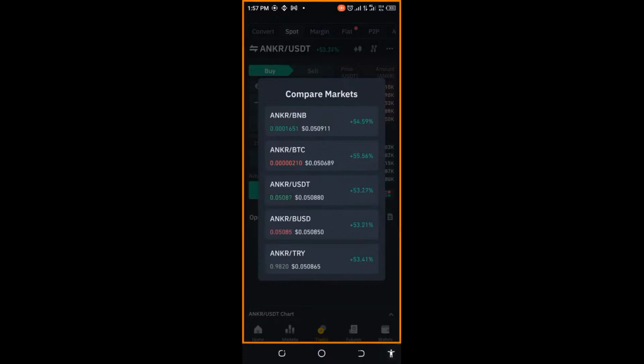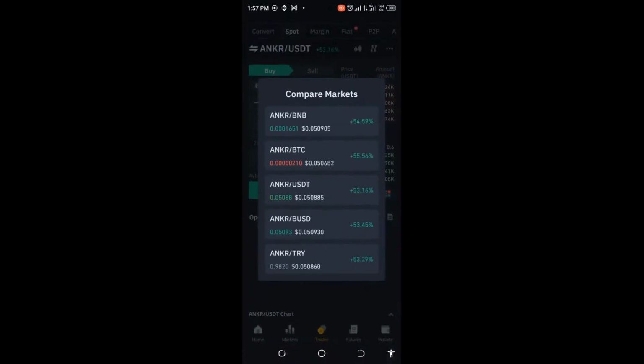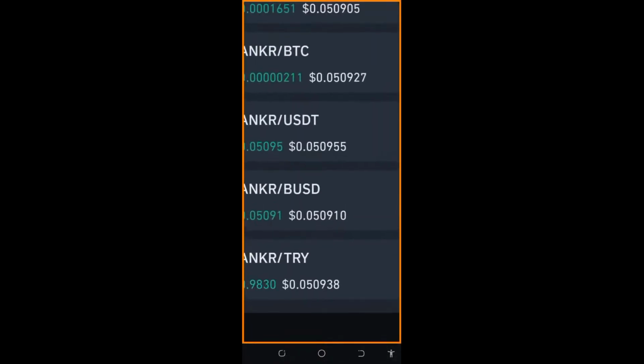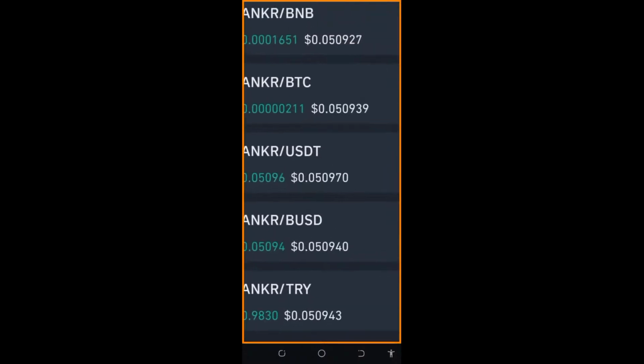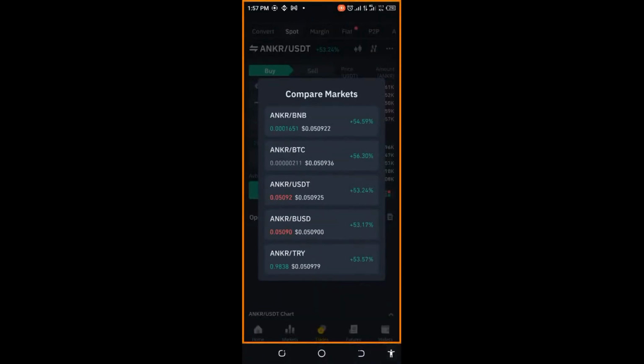Okay, today we're currently on ANKRUSDT. We're actually on the compare market for ANKR coin, and we're looking at the opportunities that are there. So we're looking at the prices. I can see the prices are rapidly changing. For a few moments, I've been seeing it change up and down. So I'm just waiting for it to get to a very considerable range.